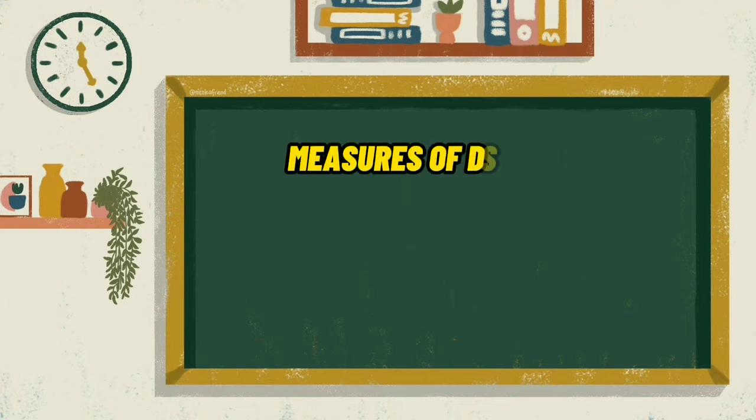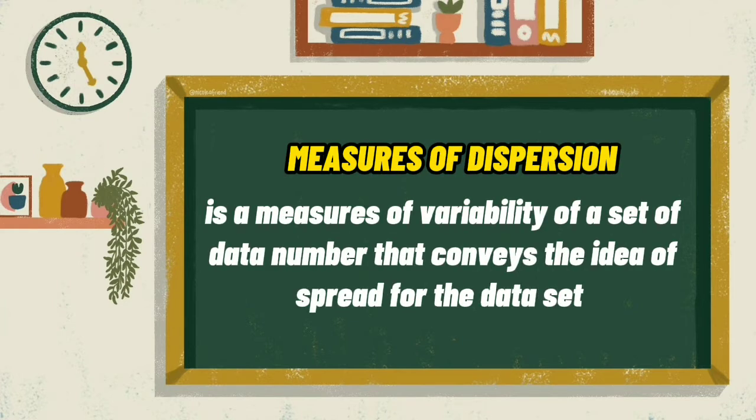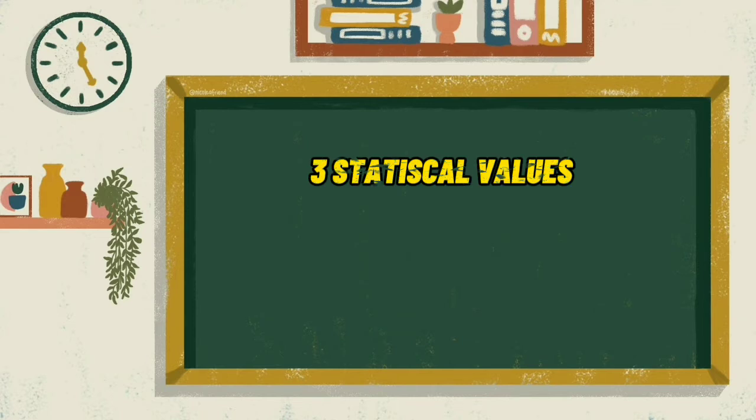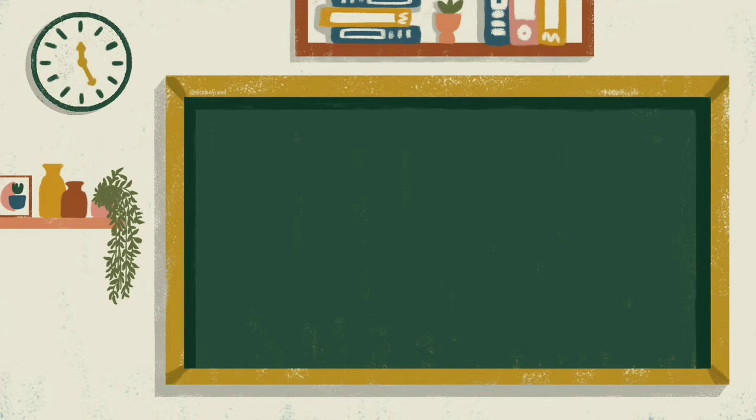Measures of dispersion is a measure of variability of a set of data numbers that conveys the idea of the spread of the data set. Measures of dispersion have three statistical values, which are the range, standard deviation, and the variance. These three statistical values will help us measure the spread or dispersion of a certain data. The first statistical value that we are going to discuss is the range.